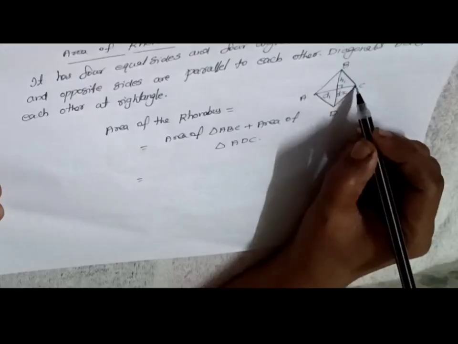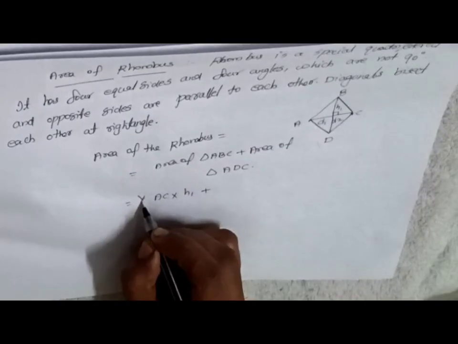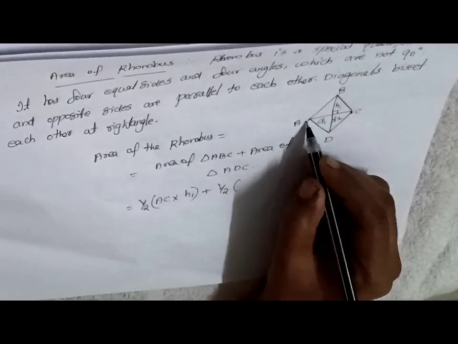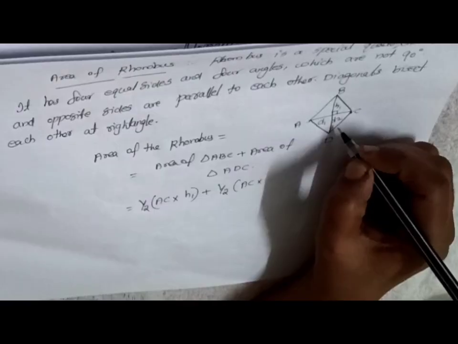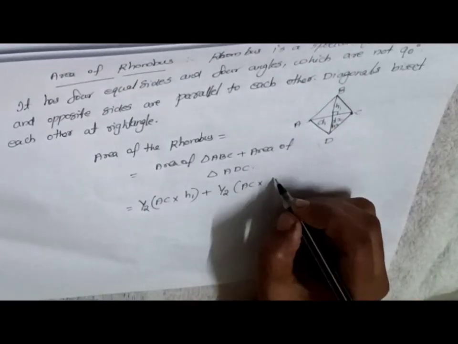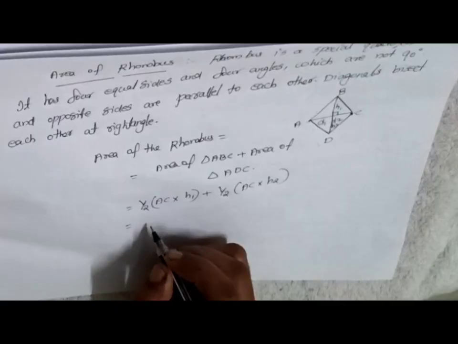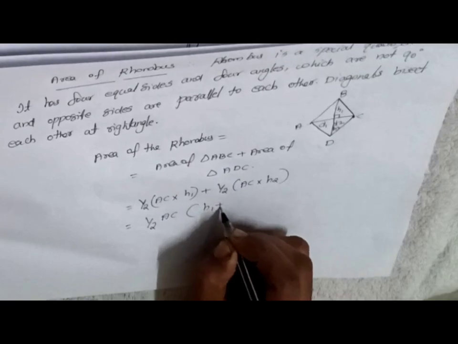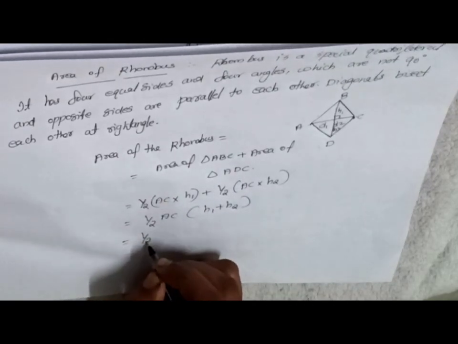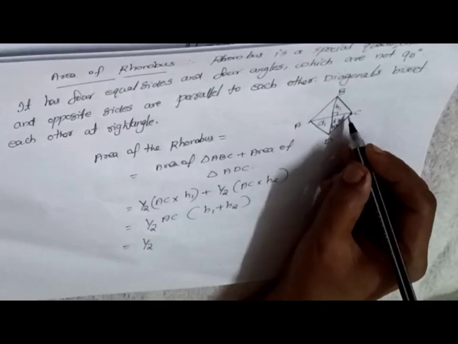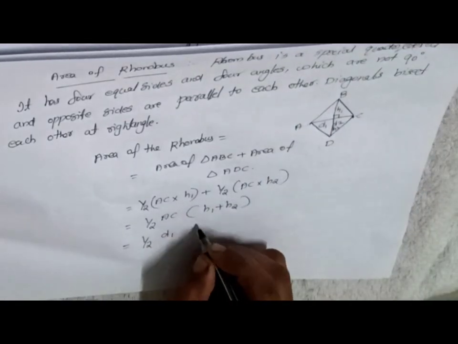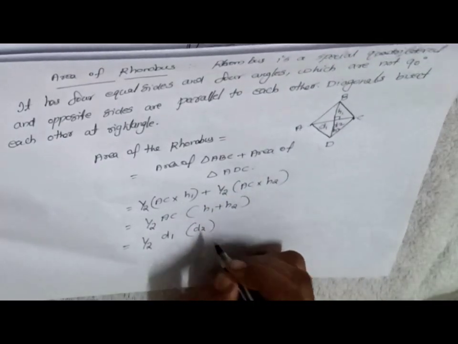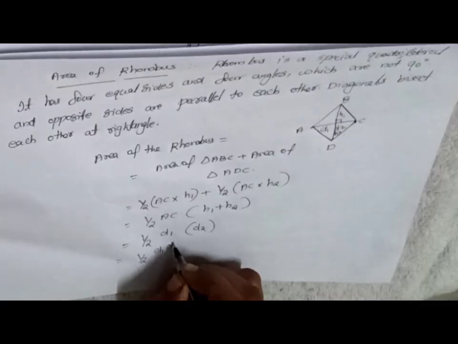That is equal to half into base into height, plus half into base, here the same base AC, into the height H2. That is equal to half into AC, the common base, into (H1 plus H2). AC is the diagonal, denoted by D1, and H1 plus H2 is the diagonal BD, that is D2. That is equal to half into D1 D2.